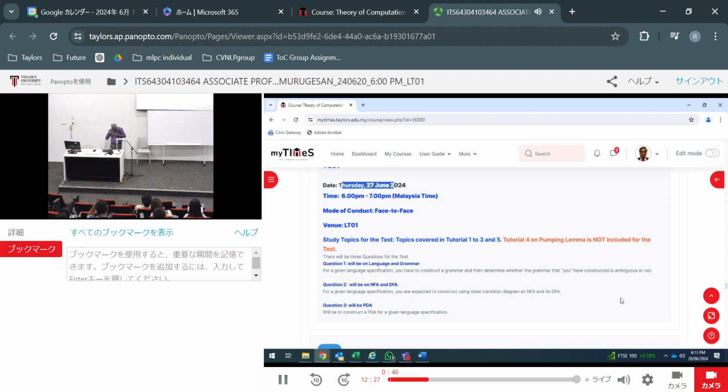Okay, question 3 I have given here will be to construct a PDA for a given language specification. So question 3 has only section A, no B. So A will be similar to what we are discussing in the tutorial, to construct a PDA, that's all. Okay, to construct a PDA.